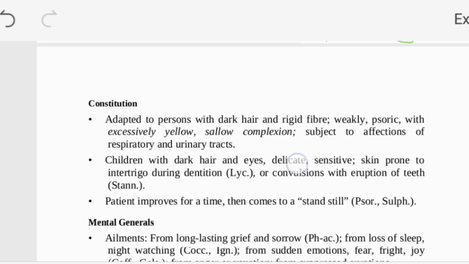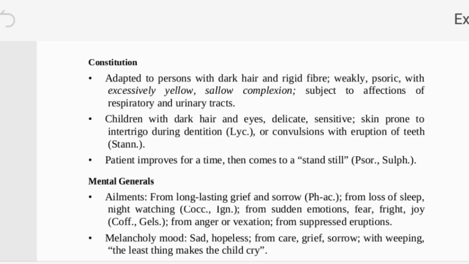So mainly it is a sallow complexion, not rigid, muscular, robust, but a very weak, thin, spare person. They have a sallow complexion. What does it mean? Sallow means deep furrows, whenever he smiles or on the forehead he gets furrows. Then what is the subject? It is mainly affection of the respiratory and urinary tract. You should remember these things.